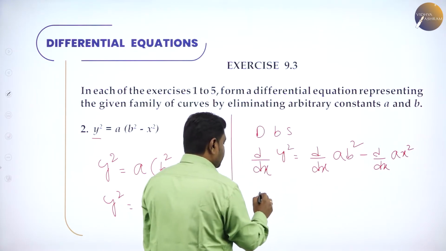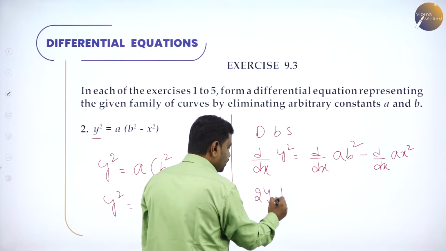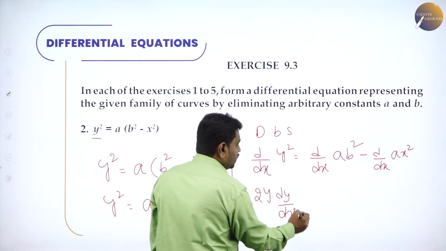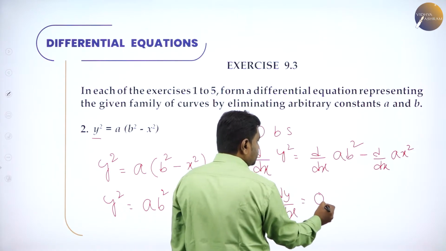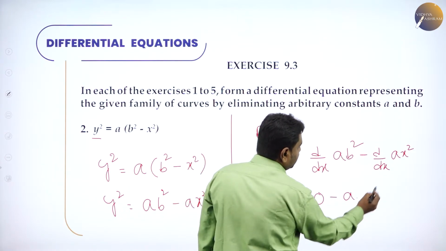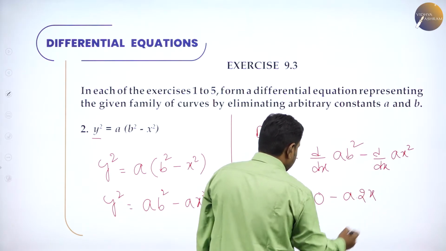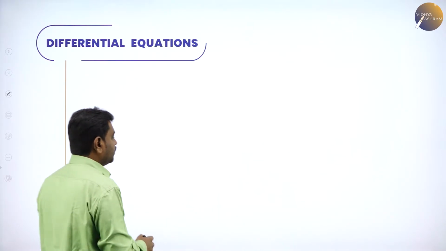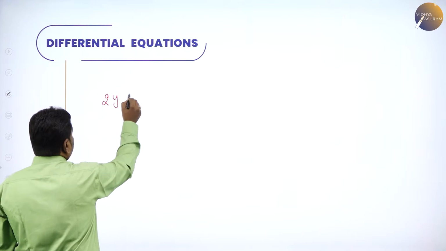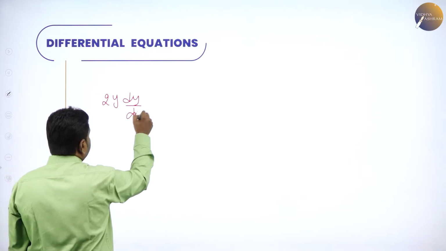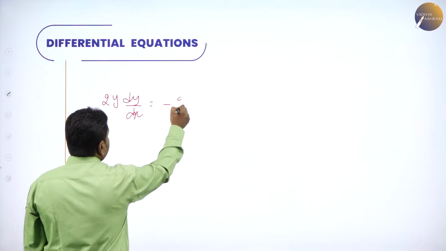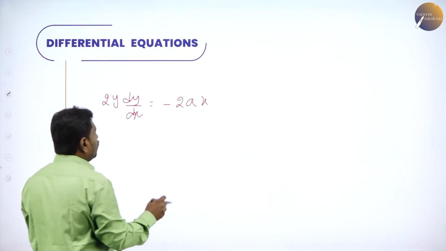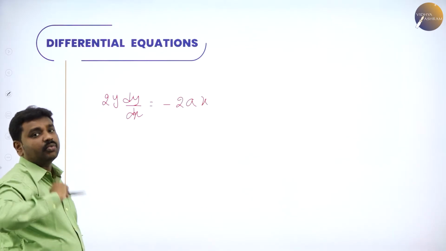And d by dx of y square is 2y into dy by dx, chain rule. And a is constant, b square is constant, so ab square is constant, and the derivative of a constant is 0. Minus a is constant, take it out. Derivative of x square is 2x. So now I got 2y into dy by dx is equal to minus 2ax. Now I can again differentiate one more time.